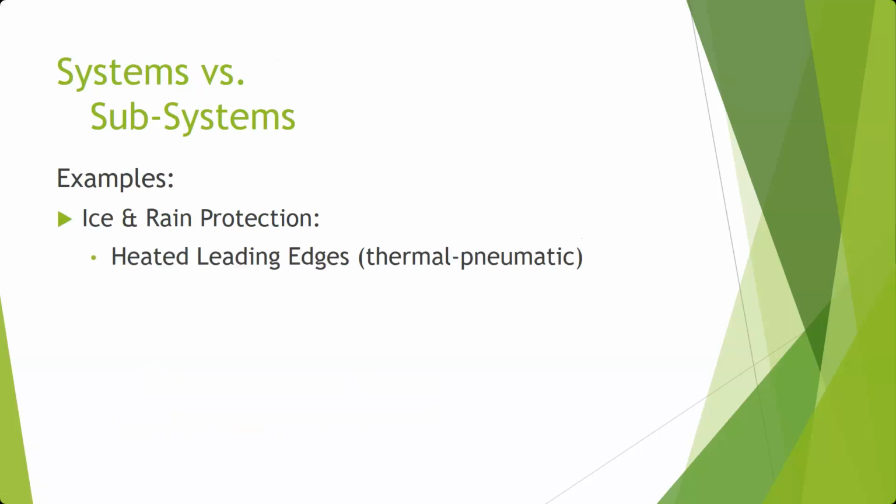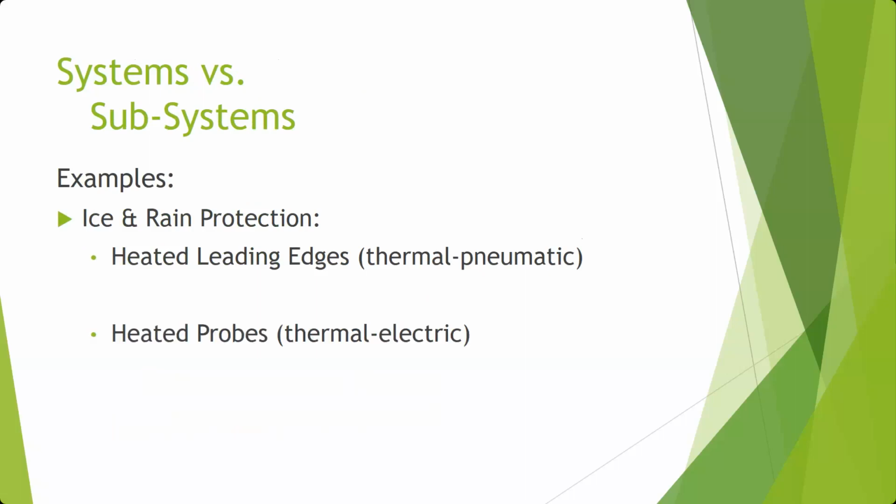So heated leading edges, thermal and pneumatic. Most of what we're using on big aircraft are anti-ice. They're heated rather than boots, which are de-ice. The small turboprops and some of the small regional jets may have boots, but most of your bigger ones are going to blow hot air in, and the 787 is thermal electric rather than thermal pneumatic. Uses electrical elements to heat the wings.